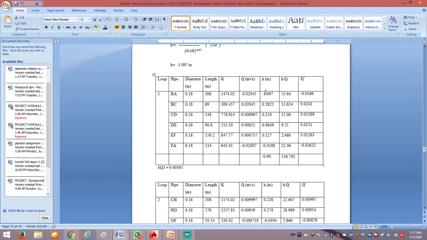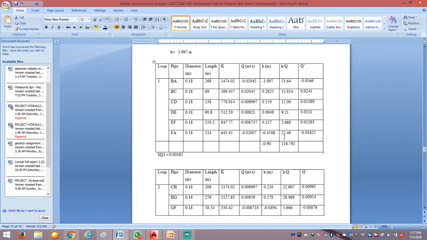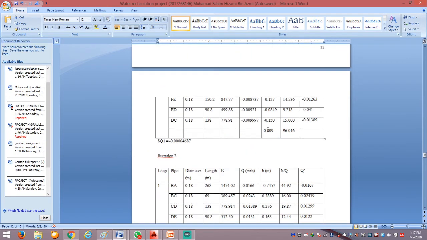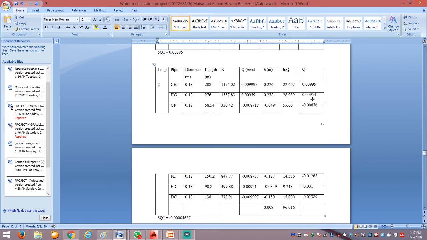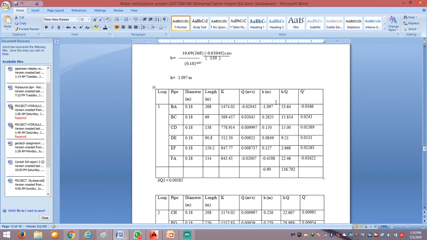So the H that I got for the first iteration is already 0, but I still calculate the second iteration to get a more accurate answer. So to get the correction value, I'm using the formula Q correction is equal to Q plus delta Q that we get here. Q here plus it here, so we will get the answer.